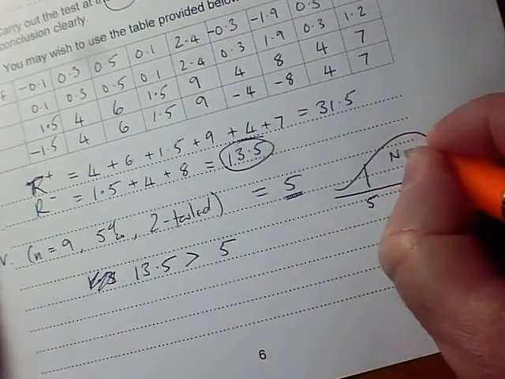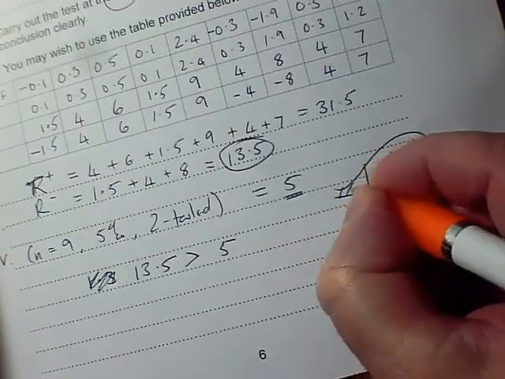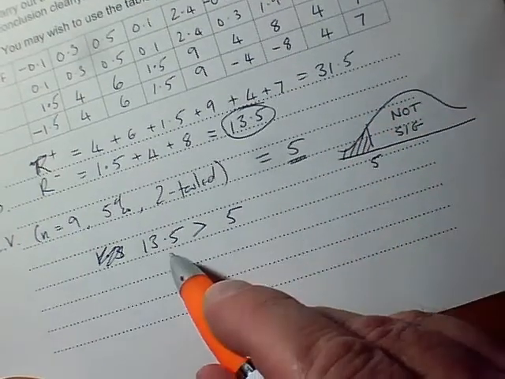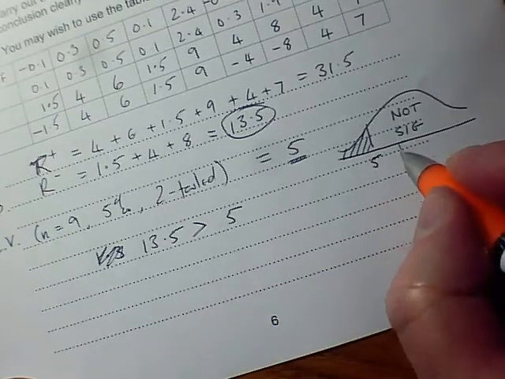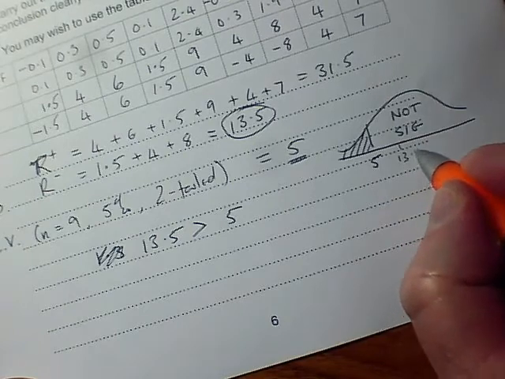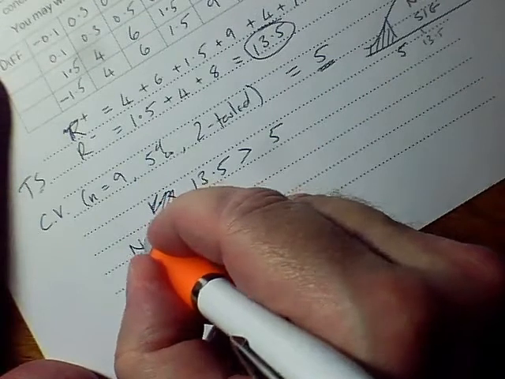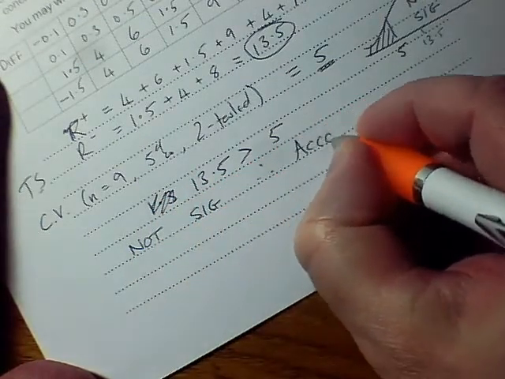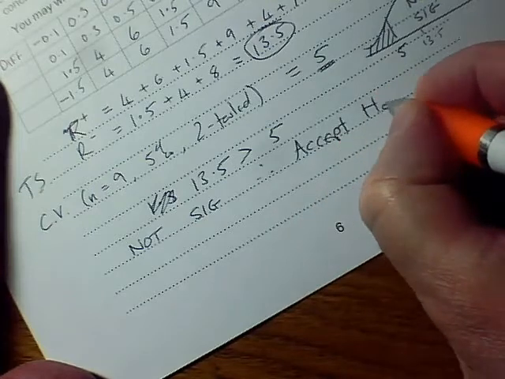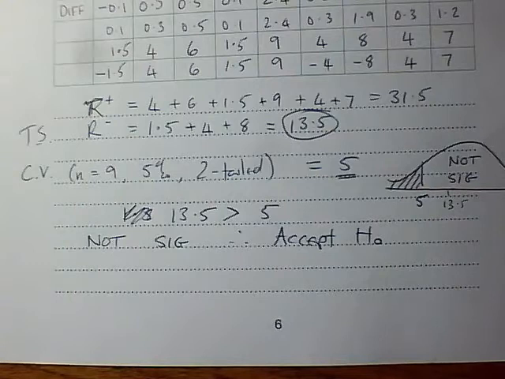So this bit here, the big unshaded bit, that's my not significant bit. This is my significant bit. So 13.5 is greater than 5. Which side am I at? I'm in this bit. I'm in the not significant bit. You can put 13.5 on your diagram if you like. So I have got a not significant result, and if it's not significant, that means I'm going to be accepting H0. Alright, so I've got a decision, but now I've got to put that decision in context.